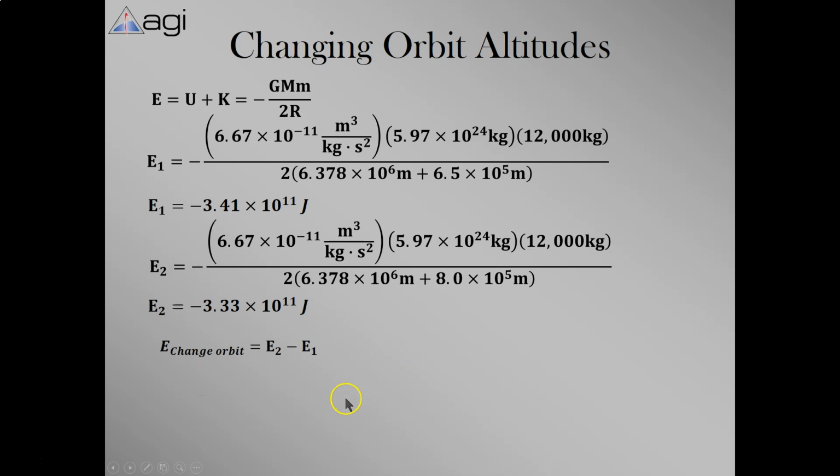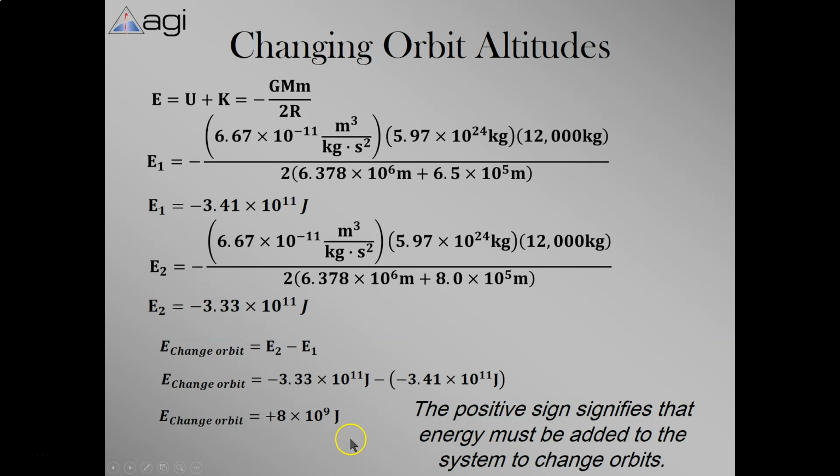The change in orbit then is my new orbit minus my old orbit, right? So how much I need to have as an overall change. And that is a simple subtraction of this math, and I find that it is a positive. This signifies the energy must be added to the system to change the orbit. I needed to add 8 times 10 to the 9 joules to be able to get this satellite to go from 6.5 to 8 kilometers away. Or 650 to 800 kilometers away.